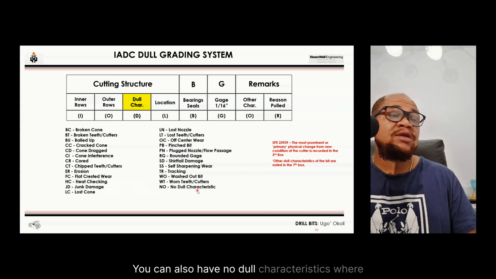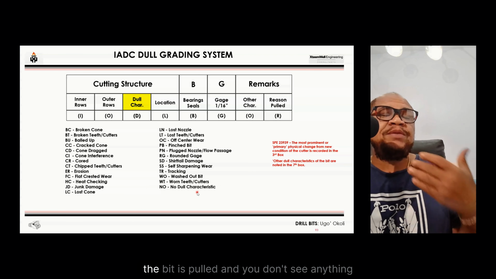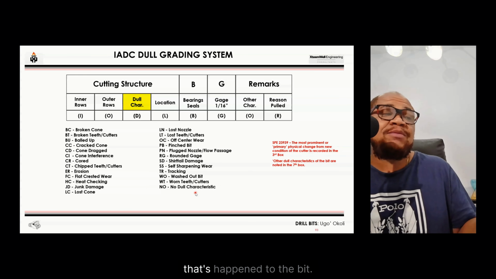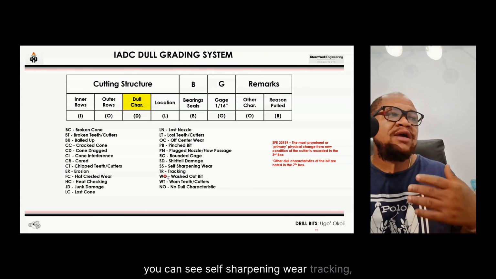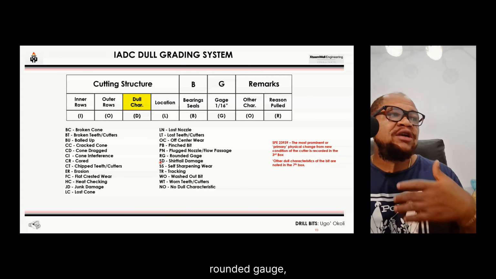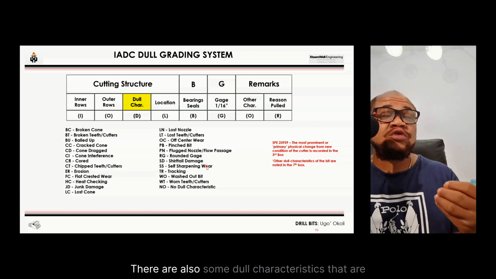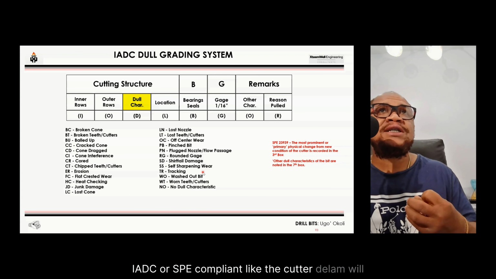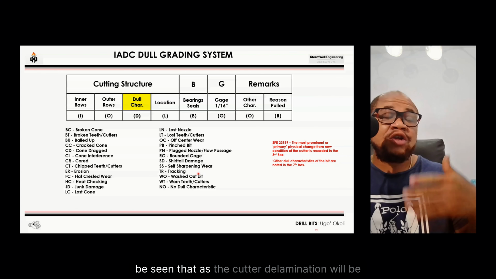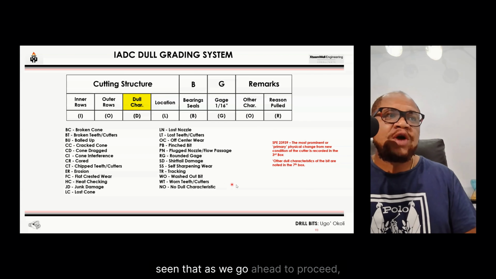You can also have no dull characteristics, where the bit is pulled and you don't see anything that's happened to the bit. You can see lost cutters, you can see self sharpening wear, tracking, rounded gauge, shirttail damage. There are also some dull characteristics that are not IADC or SPE compliant, like the cutter delam. We'll be seeing that as cutter delamination. We'll be seeing that as we proceed.